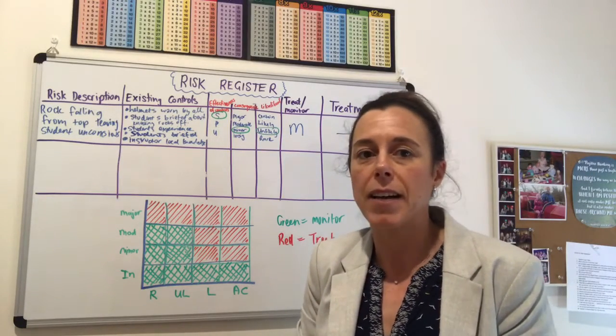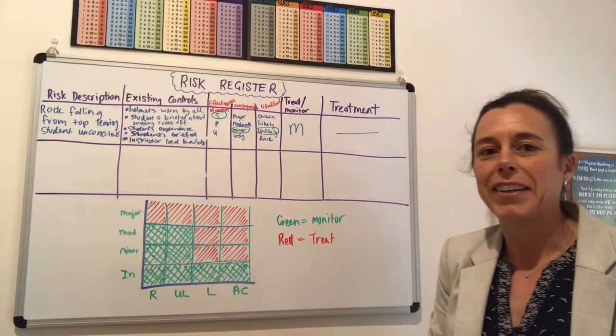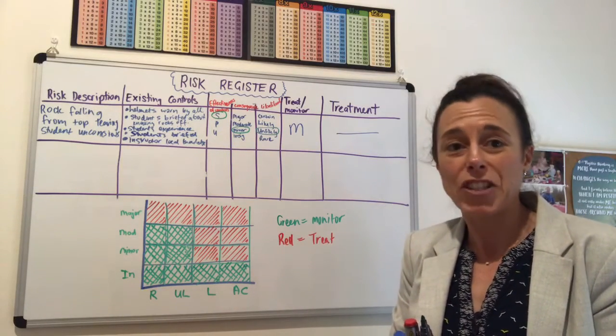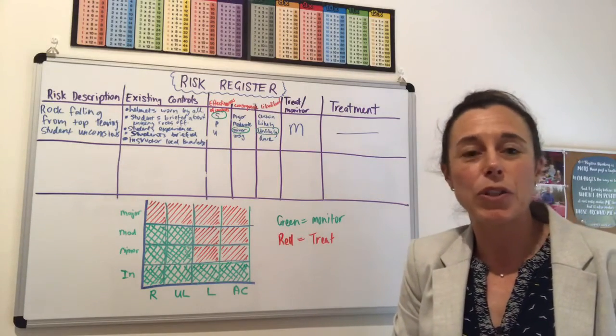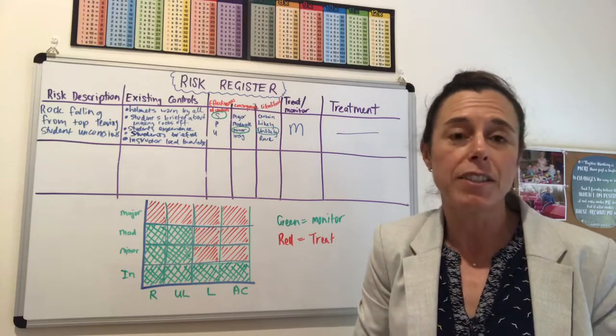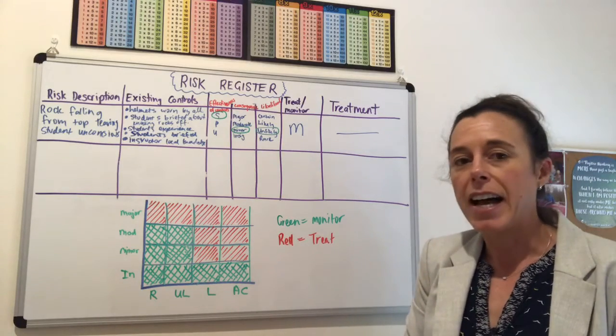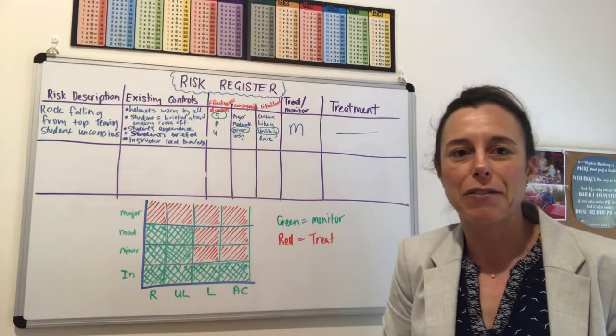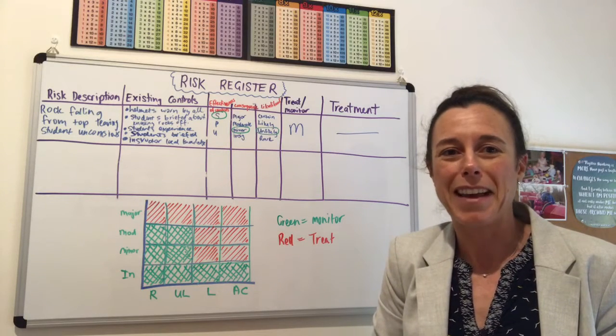Okay, so that's how we fill in our risk register. For the activity you're doing, you may need to do 3 or 4 or 5 risks depending on what assignment you're working on, but certainly that should give you an idea of how to go about filling in that table.